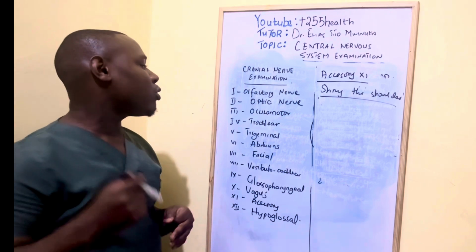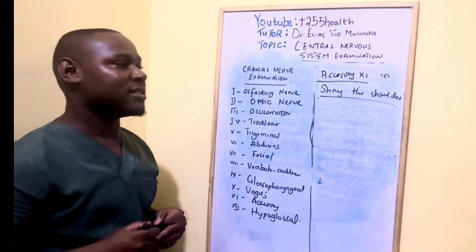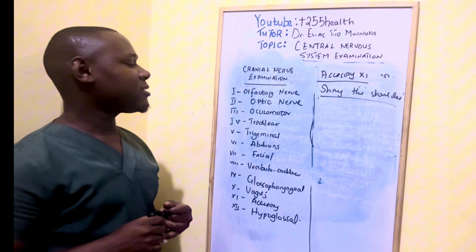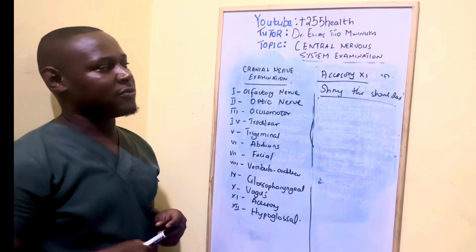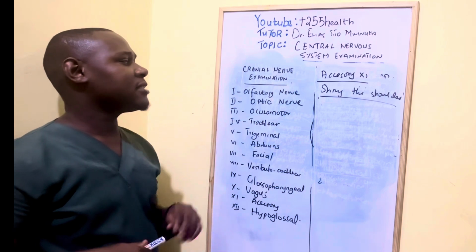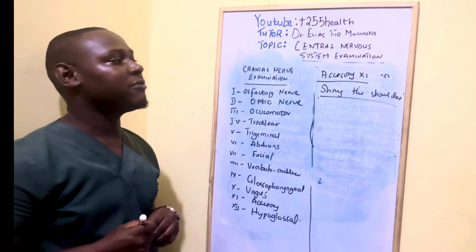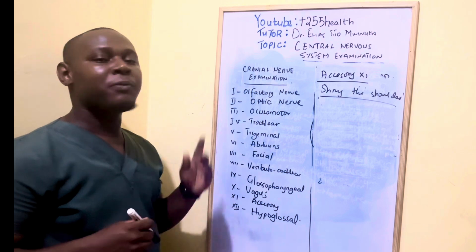Go to the oculomotor, together with the trochlear and abducens. You tell us what you tested for and what you found. The same applies to all the other cranial nerves. And then at the end, you tell us the remarks that you have found, which were positive and negative. So I hope it's well understood.